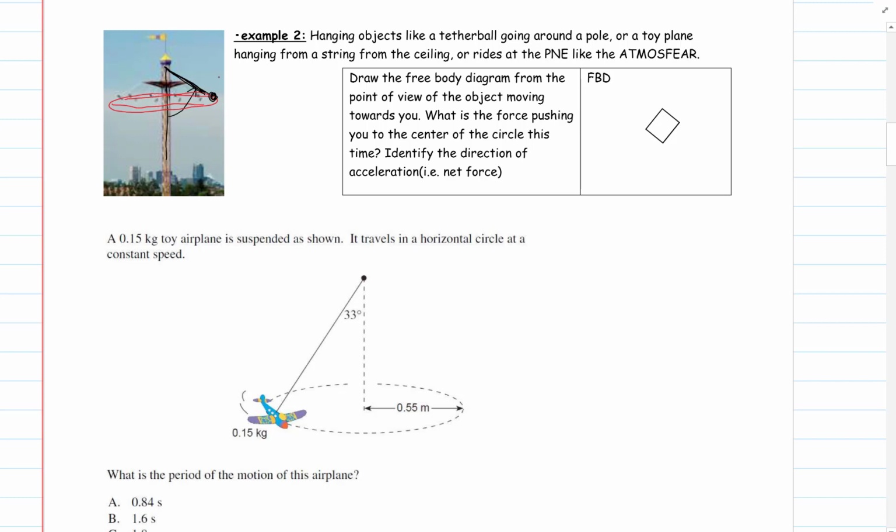Okay? So what we do is we draw our free body diagram from the point of where it's at in this picture that I've labeled. We have a tension force here, a tension force there, and a force of gravity here.